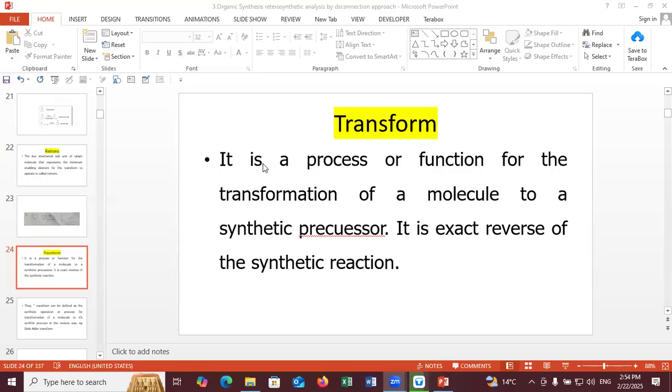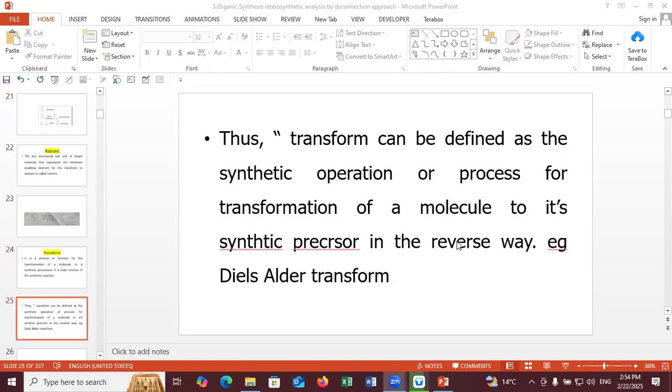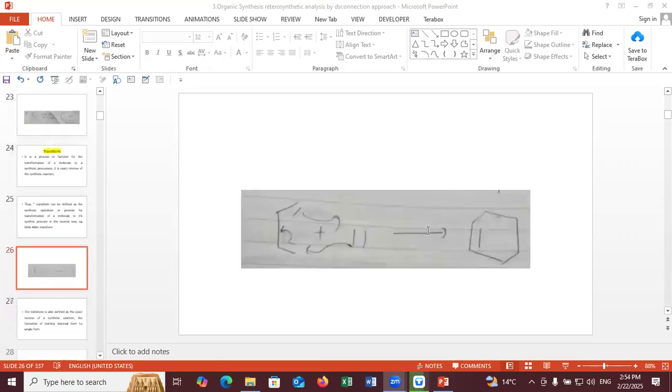Okay, transform is the process or function for the transformation of a molecule to its synthetic precursor. It is the exact reverse of the synthetic reactions. Thus, transform can be defined as the synthetic operation or process for transformation of a molecule to its synthetic precursor in the reverse way. For example, Diels-Alder transform.